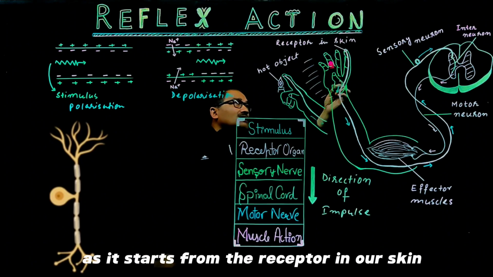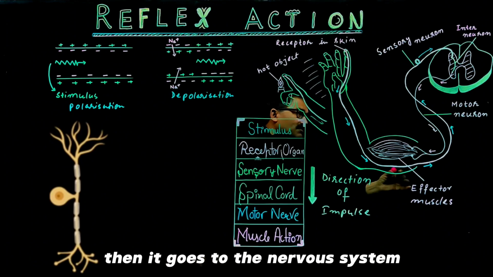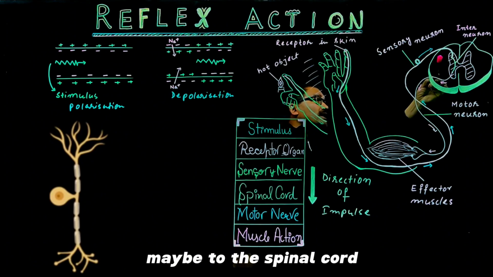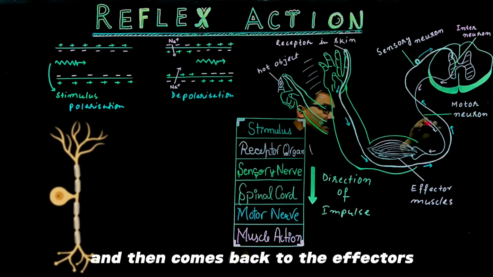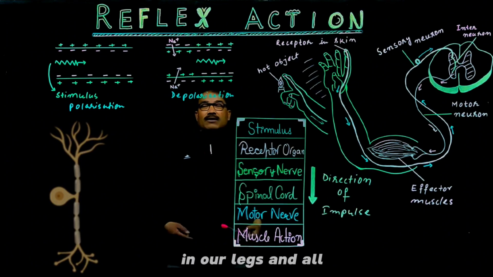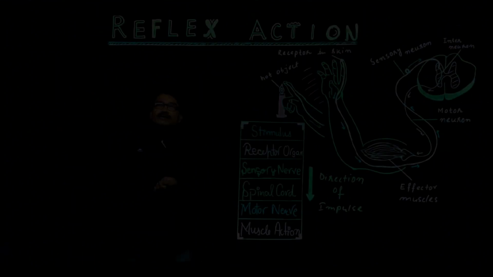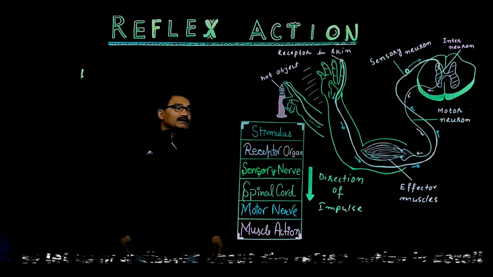It starts from the receptor in our skin, then it goes to the nervous system, maybe to the spinal cord or to the brain, and then comes back to the effectors such as the muscles in our arms, in our legs and all. So let us now discuss the reflex action in detail.